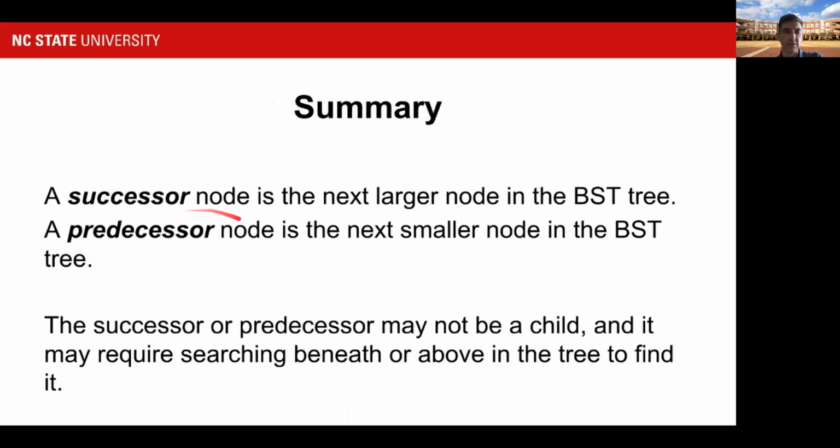Okay, so in summary, a successor node is the next larger node in a binary search tree. A predecessor is the opposite, it's the next smaller node. And it's important to keep in mind that the successor or predecessor may not be a child of the node. In fact, it may require searching deeper below it, right? It might require finding the leftmost node of its right subtree, or it may require walking up the ancestors until we find one, in the case of successor, that's larger than the node we started from.